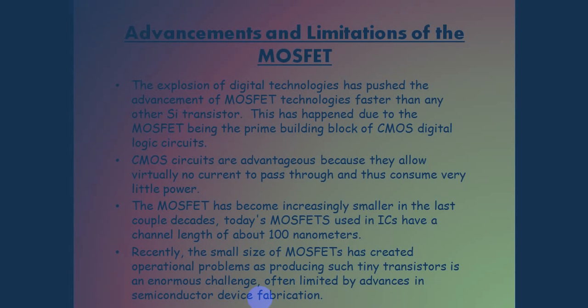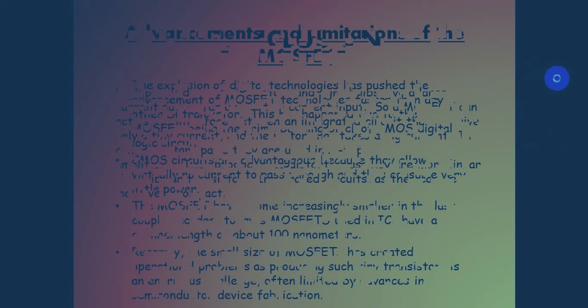Previously, this was a non-issue with larger transistors. However, in the smaller devices of today, the sub-threshold leakage can result in 50% of the total power consumption of the transistor. So this is one of the limitations that has been found in the case of a MOSFET, apart from the advancements it has made in the technology field.